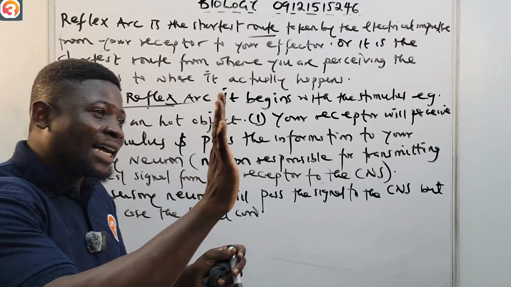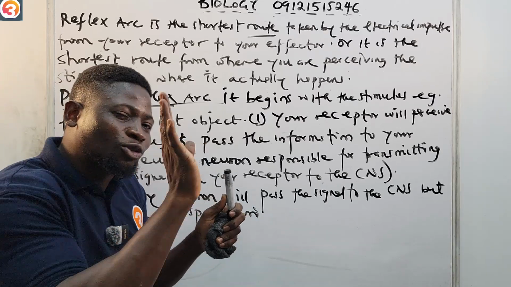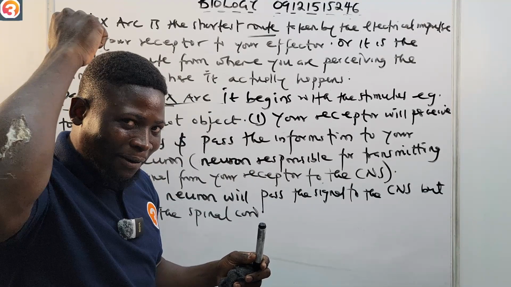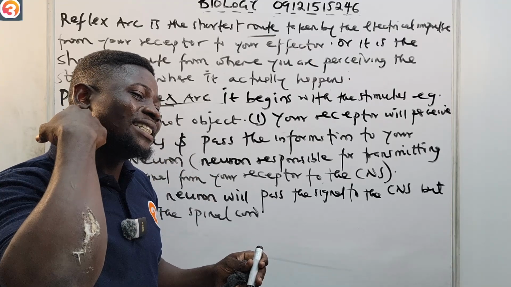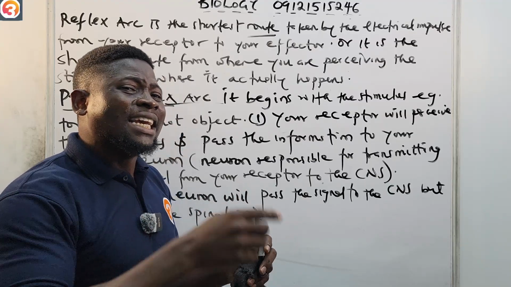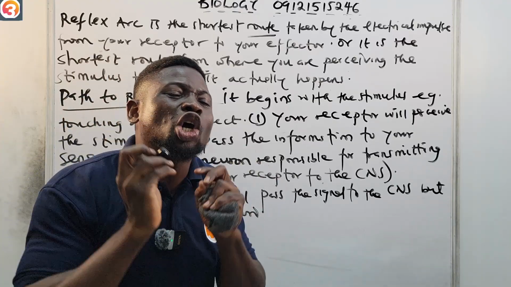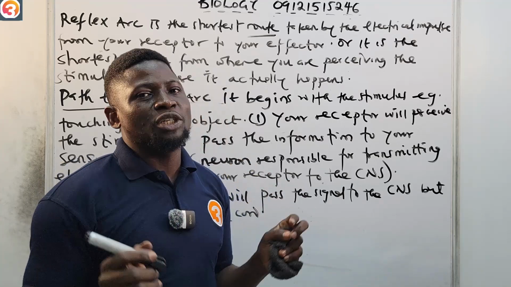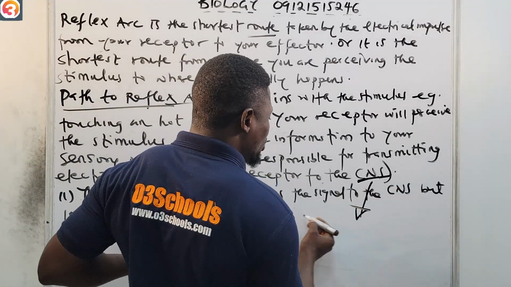But now, if it is your hand, like we use the example of touching a hot object, your hand is closer to your spinal cord than the brain. So it goes first to your spinal cord. It is not as if the brain is not involved, though it is involved, but it goes first to your spinal cord. The information will first pass to the spinal cord because the spinal cord is the shortest route for processing that information.